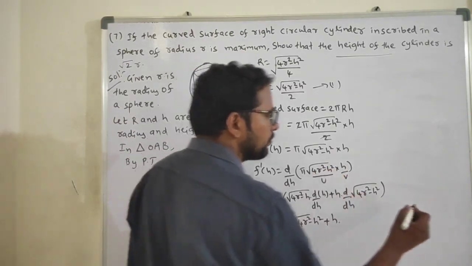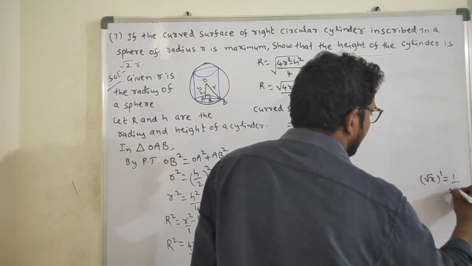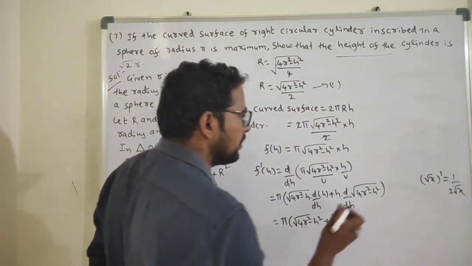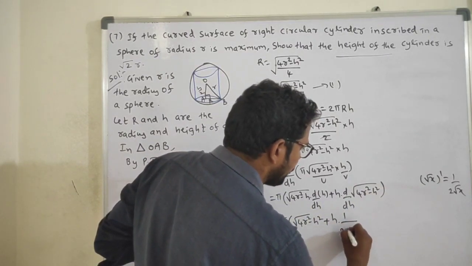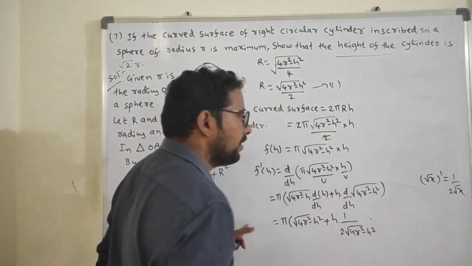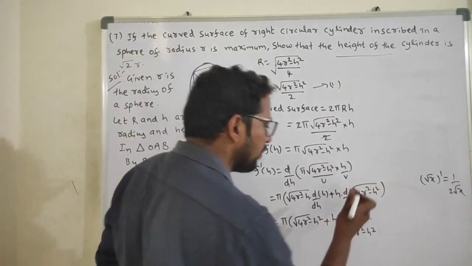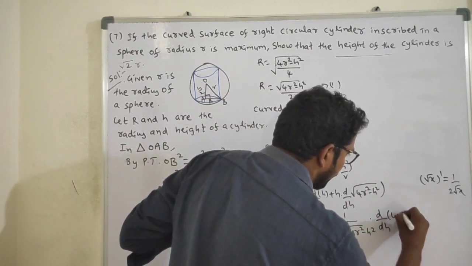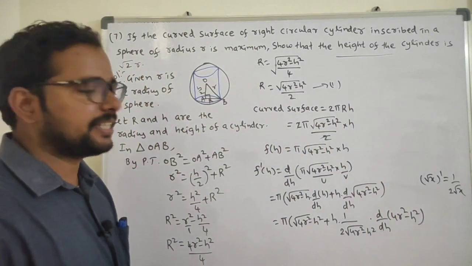It is in the form of the root x formula. So what is d/dx of root x? Sorry, d/dx of root x is 1 by 2 root x. So what is the x value? x is 4r² − h², and since it is a total term, we again differentiate: d/dh of 4r² − h².